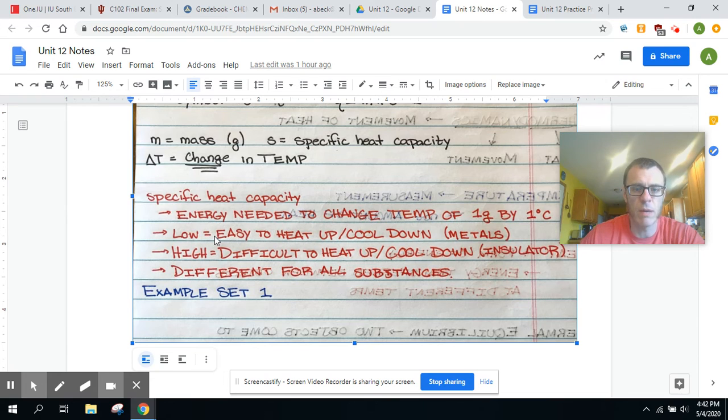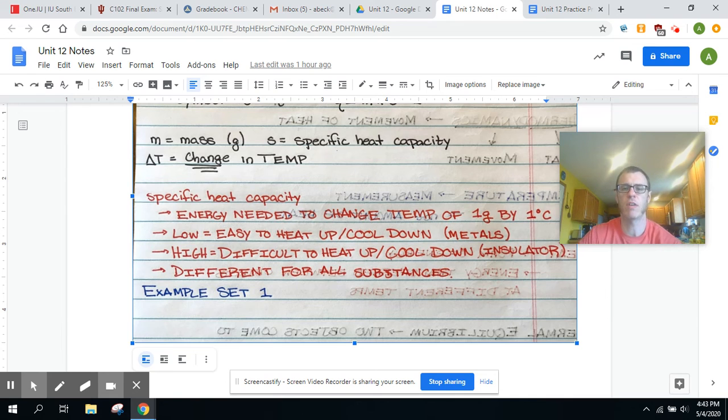If you have a low heat capacity, then it's very easy to heat things up and cool things down. Metals have very low specific heat capacities. High means it's difficult to heat up or cool down. This is like an insulator. Anything that's an insulator is going to do this. Or water actually has a really high specific heat. It's different for every substance. So this is something that you'll be given, so don't think that this is something you're going to have to memorize.